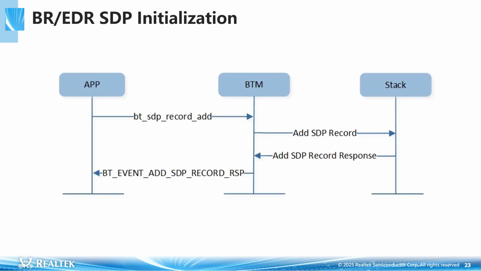The SDP table will be initialized after the application calls BT Manager init API, and the application should add or delete SDP record after this step. The application can call BT SDP record add API to add SDP record so that the remote device can find this service through the SDP search process.